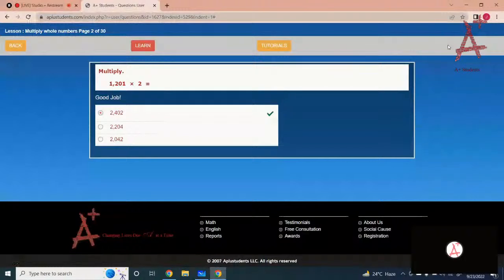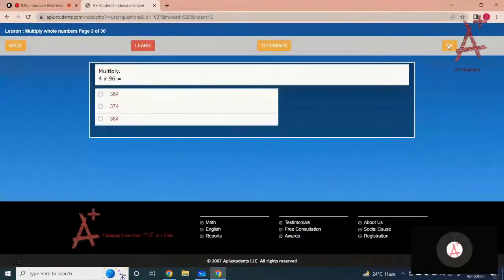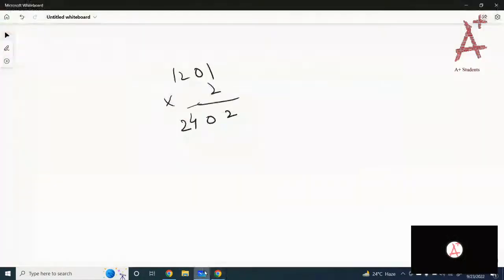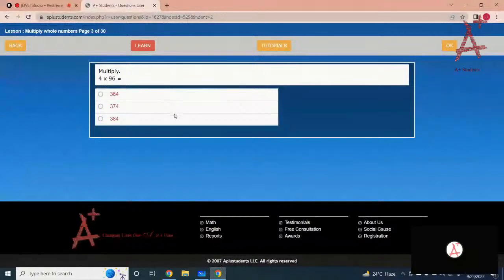Okay, the next one is 96 times 4. 4 times 6 is 24. Write the ones digit over here, carry the tens. 4 times 9 is 36, and 36 plus carry is 38. So it is 384. Got it? It's the third option.